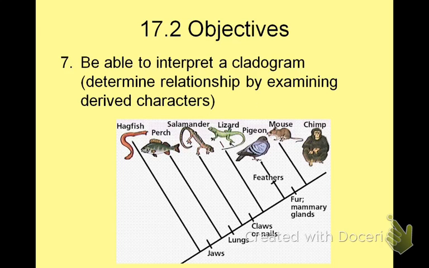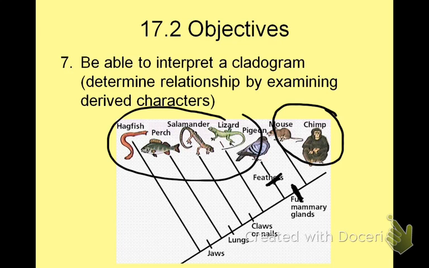Then we look at the pigeon. The pigeon branches off because it has feathers. But these guys don't have feathers, so it splits off the actual line of the cladogram. So feathers are up here. It still separates birds from everybody else, but it's not shared by the mouse and the chimp. And then finally we have fur and mammary glands. They separate the mouse and the chimp from everybody else. So fur and mammary glands are shared by these guys up here, but not here.